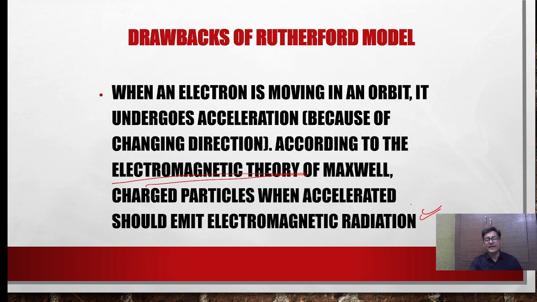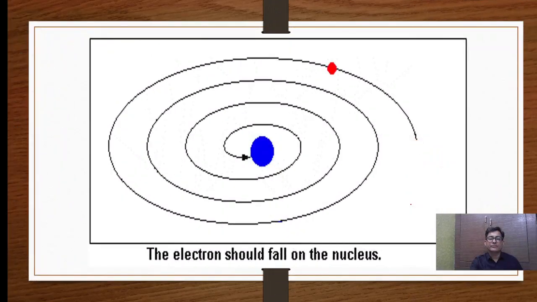So in the next slide you can visualize it. This is the path of the electron. The electron is losing energy slightly, and ultimately it will fall into the nucleus, as is visible on your screen. So this is the drawback of Rutherford's atomic model.